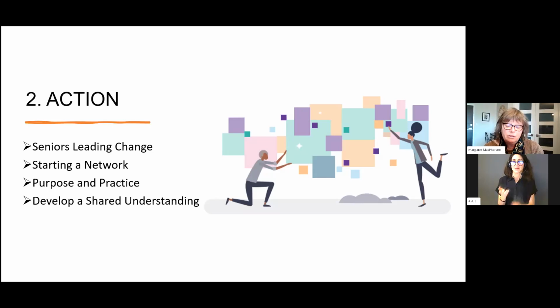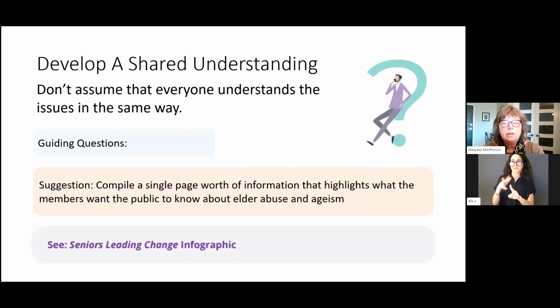And seniors need to be leading this work, I think, for many reasons. And so figuring out how to support that, enable that, support older people who want to start a network, rallying around them to help them make it happen. That's the idea of seniors leading change. Nothing about us without us. And then there's practical information about starting a network, defining your purpose, practices that you're going to put into place, and developing a shared understanding.